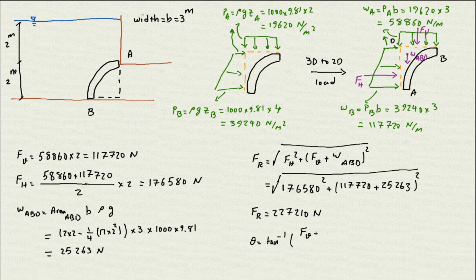And for the angle, we can say the angle is tangent inverse of FV plus W_ABD divided by FH. If you substitute the magnitudes there, it comes out at 39 degrees.